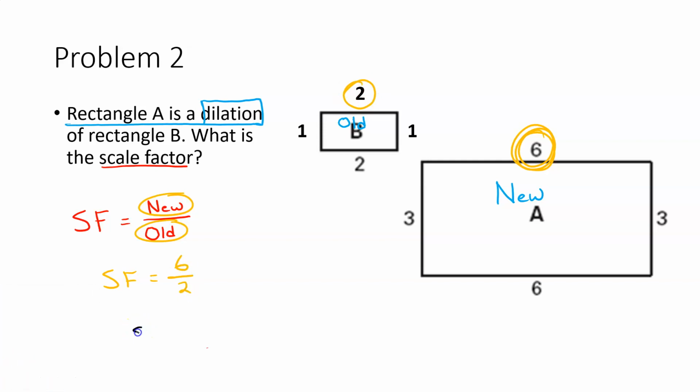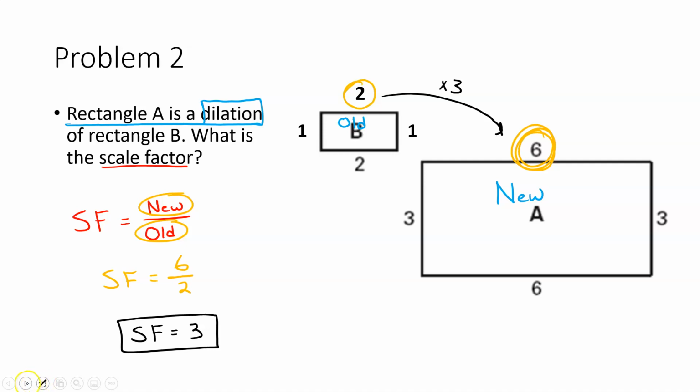Obviously, we can do better than that. If you can simplify, please make sure you do so. I would prefer the fraction over the decimal. 6 divided by 2 does give us 3. So our scale factor here is 3. And we can see that going from the old one to the new one, if you multiply by your scale factor 3, 2 times 3 is 6. And if you compare that to any other sides, you'll see that it actually works out. If you compare the right to the right side, bottom to the bottom, it is a scale factor of 3.